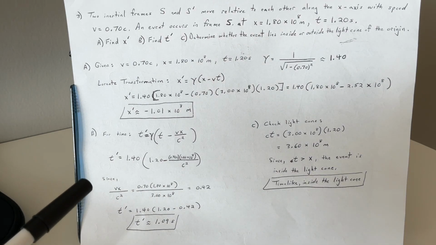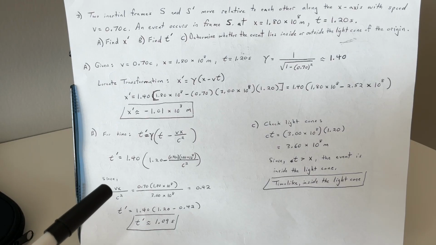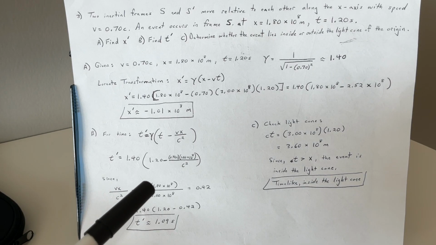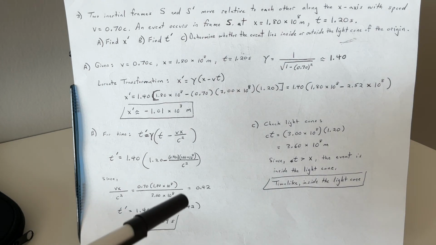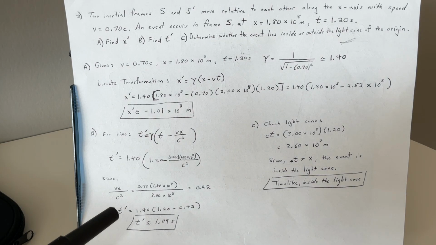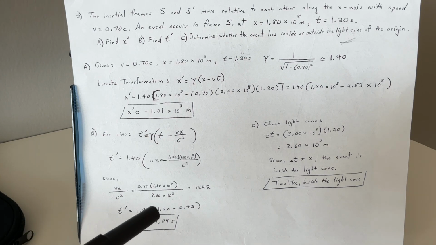Just performing some algebra and computation here, since vx over c squared equals 7/10 times the quantity 1.80 times 10 to the 8th over the speed of light, that comes out to 0.42. So for part B here, t prime is 1.40 times 1.20 minus 0.42. So we get that t prime is approximately 1.09 seconds.